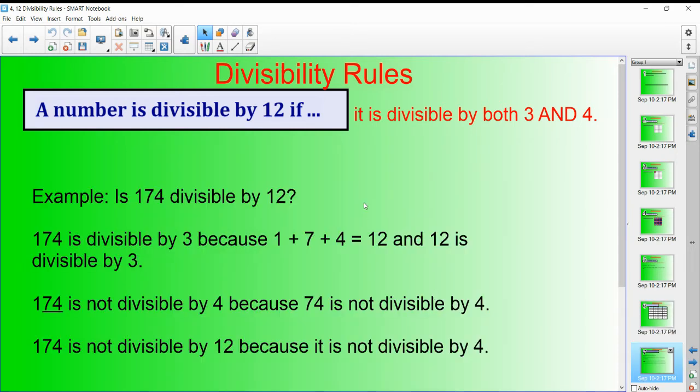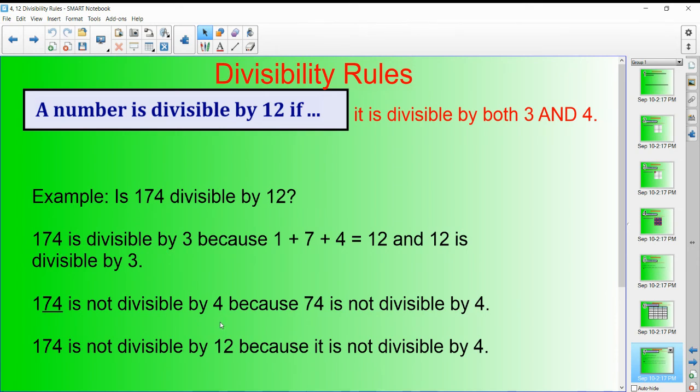So we're going to check 174 again. Is it divisible by 12? So first I've got to check 3. The rule for 3 is add up the digits and check if that sum is divisible by 3. So 1 plus 7 plus 4 is 12. So 12 is divisible by 3, so 174 is divisible by 3.